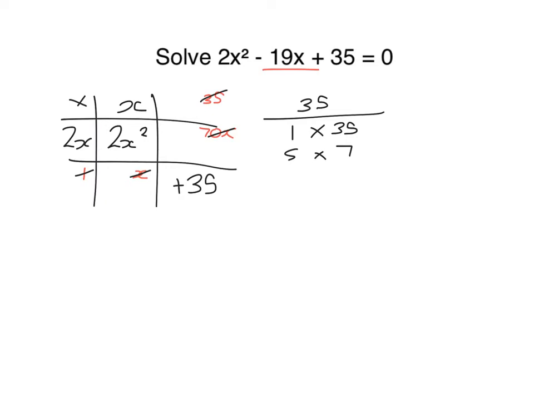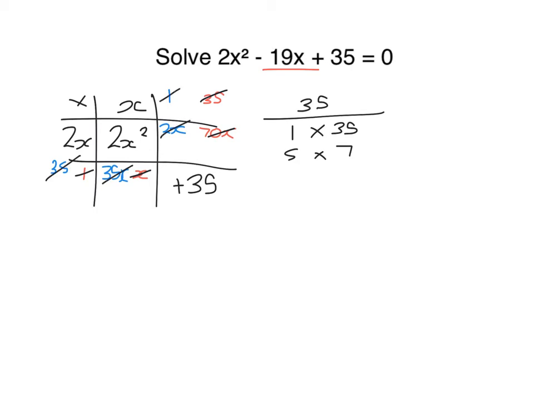But what if I could do it the other way round? So let's try 35 in this box and 1 in this box. So here it would be 2x times 1 is 2x, and 35 times x is 35x. Am I anywhere near to making that negative 19x? No, so it's not that one either.